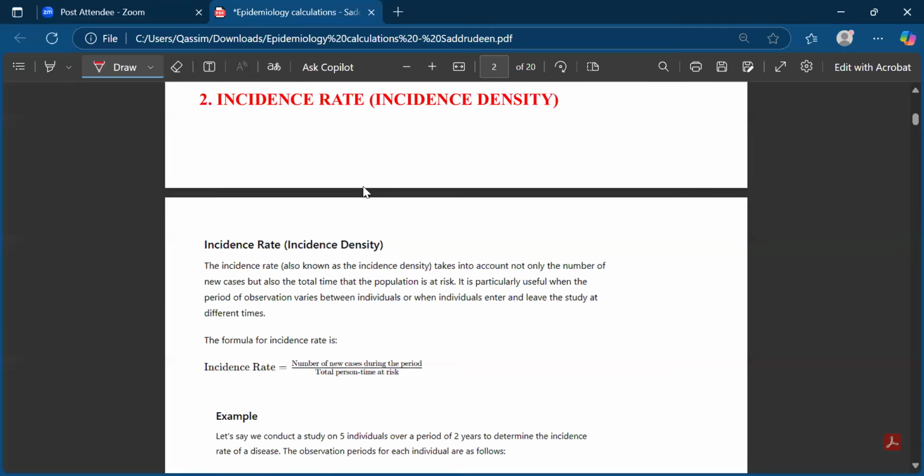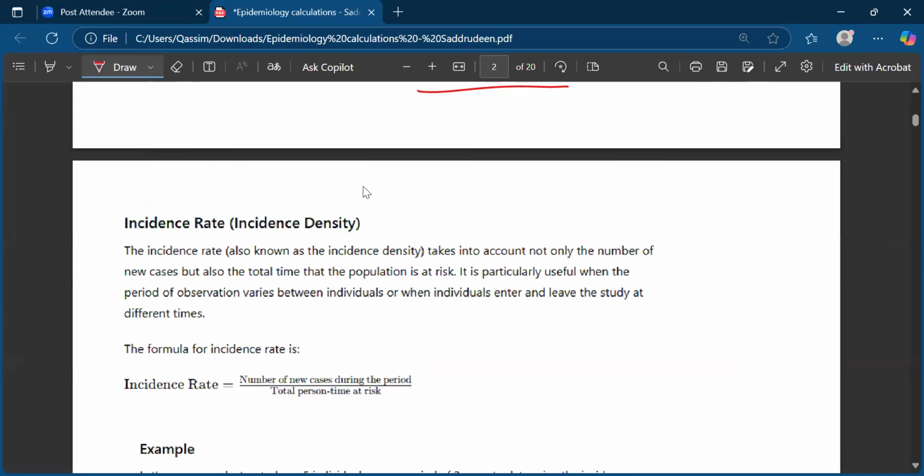So the next scenario is the incidence rate, also known as the incidence density. Now, this one takes into account not only the number of new cases, but also the total time. This one has the aspect of total time that the population is at risk. And it is very useful. We prefer using the incidence rate when the period of observation varies between individuals.